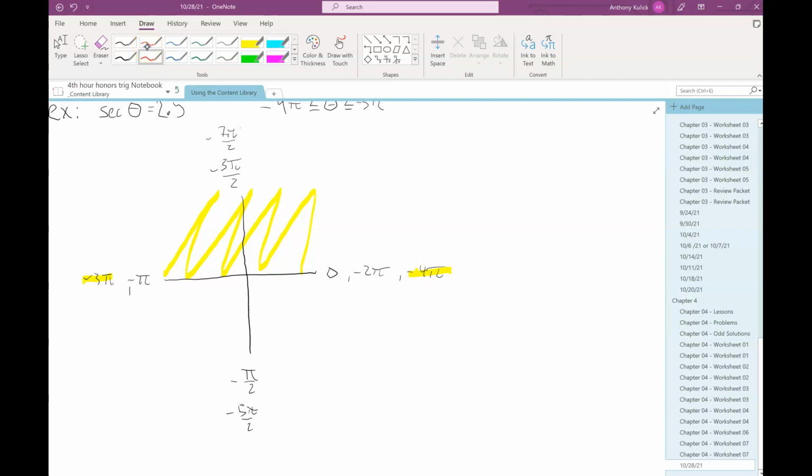Now, remember that secant is just the reciprocal of cosine. So this is equivalent to cosine being 1 over 2.5. So far, so good? Which quadrant is cosine positive? Quadrant 1 or quadrant 2? 1.